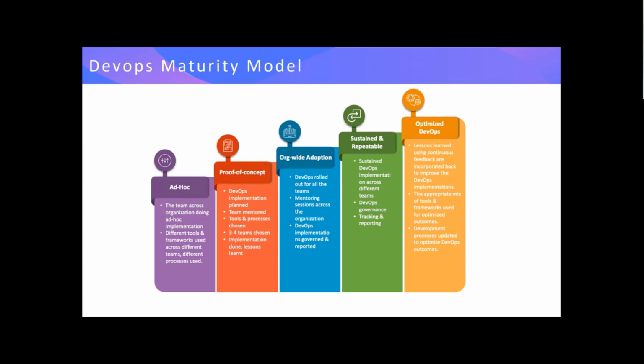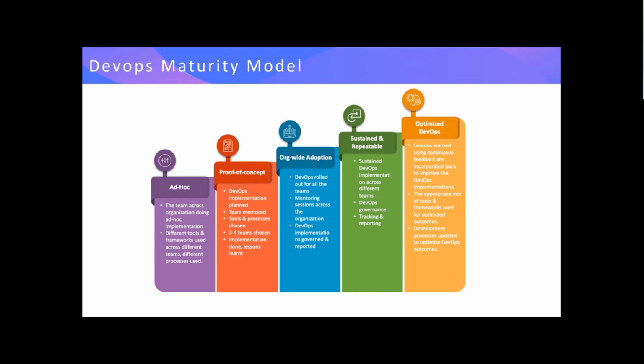The fourth step is where you do the more sustainable side. You're not just doing the DevOps side, now you're doing the DevOps governance around it. You do the tracking and reporting as well. And the last step is more of an optimized DevOps. This is the final stage that you can achieve.